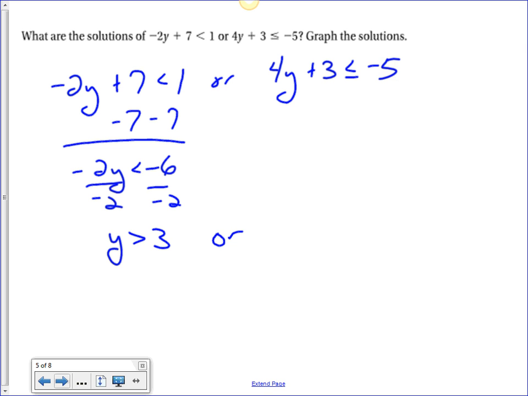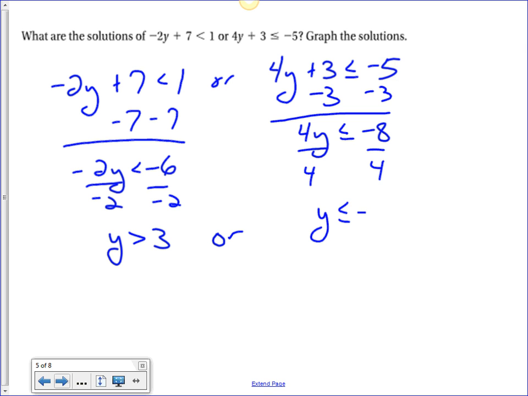Or if we walk through and solve the other side, we'd minus a 3, and I'd get a 4y is less than or equal to a negative 8. And then you divide by a 4, and you'd get y is less than or equal to a negative 2. So what's that look like on a number line graph?